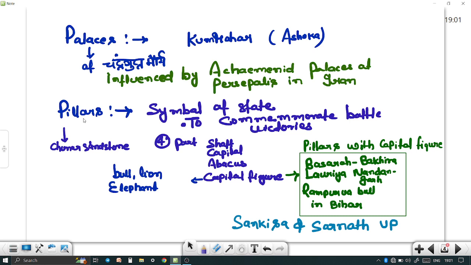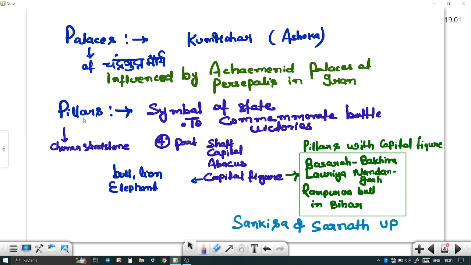Now we will talk about the abacus. On the top of the capital, there was a circular or rectangular base that is actually called the abacus, on which animal figures were placed. Capital figures are usually figures of animals like bull, lion and elephants, etc.